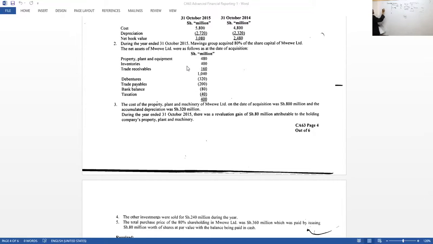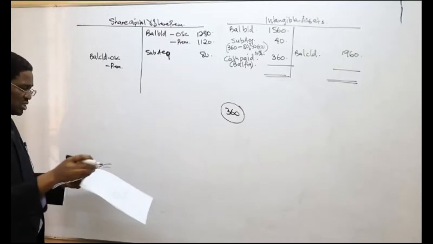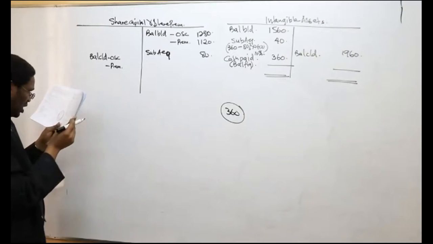Now we can carry down the balance by the end of the year. One balance in terms of ordinary share capital, the other one in terms of share premium. So from the balance sheet this year, now we can pick the two balances and carry down.